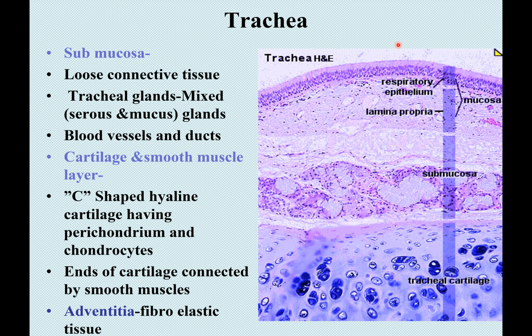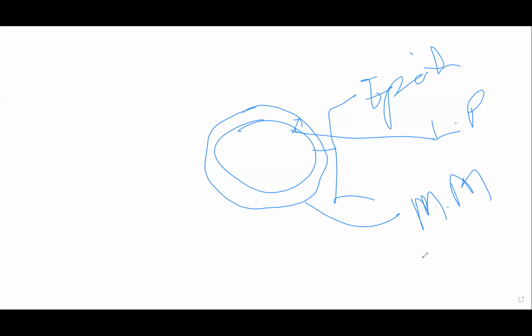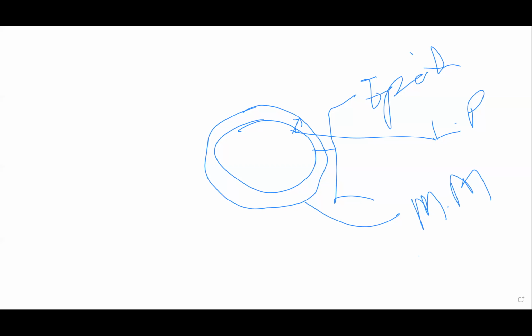Let me just try to demonstrate that on the whiteboard. So for instance, if this is the trachealis muscle, the trachea always ends in this way. That is the cartilage within the trachea. We always have these C rings. Then at the end part where we do not have the cartilage, the trachealis muscle will end there.